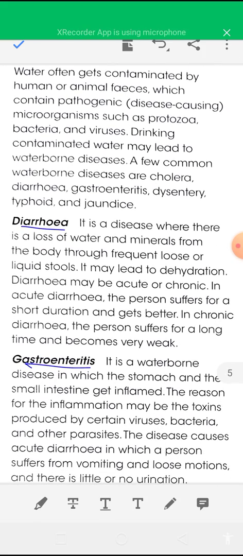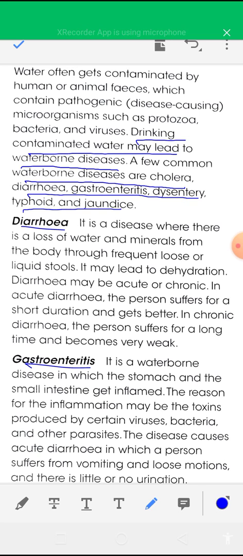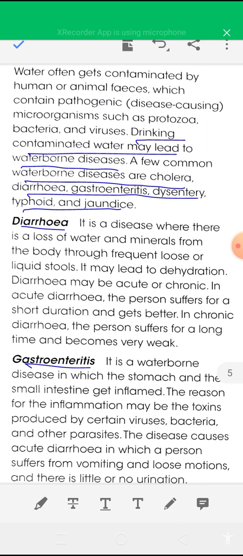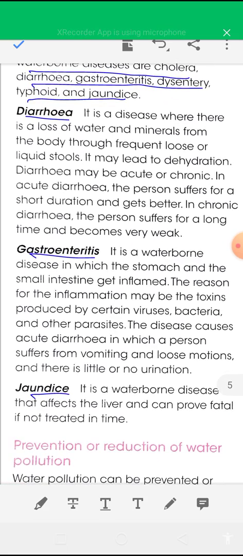Now see, drinking contaminated or polluted water may lead to different waterborne diseases like cholera, diarrhea, gastroenteritis, dysentery, typhoid, jaundice. These are some waterborne diseases. You have to read about these waterborne diseases. You have to remember the names of two or three waterborne diseases. So the first one is diarrhea.